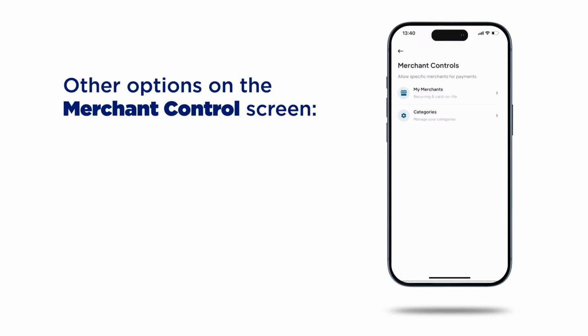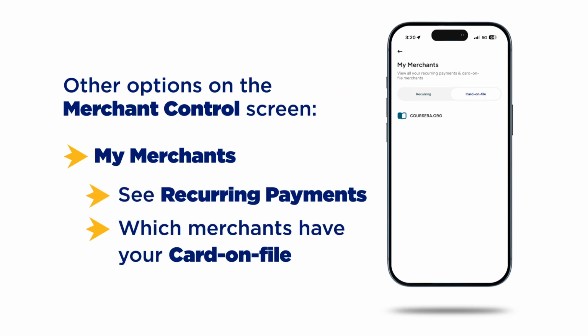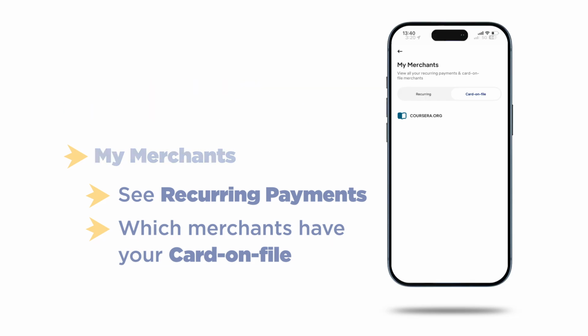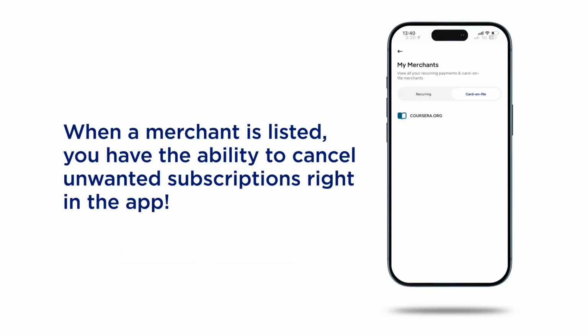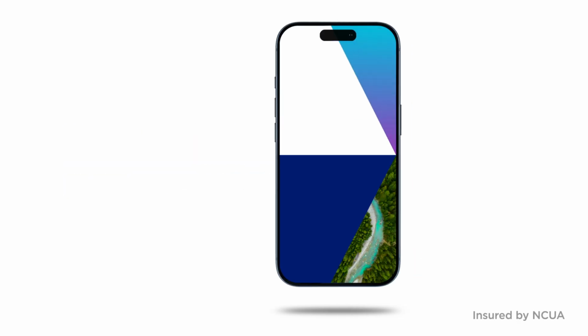If you go back to the Merchant Control screen and select My Merchants, you can also see which merchants have recurring payments on your card, and also which merchants have your card on file. When a merchant is listed, you have the ability to cancel unwanted subscriptions right in the app.